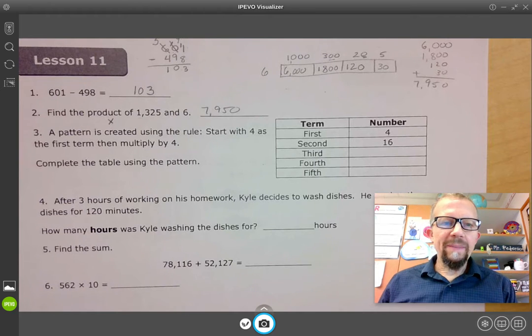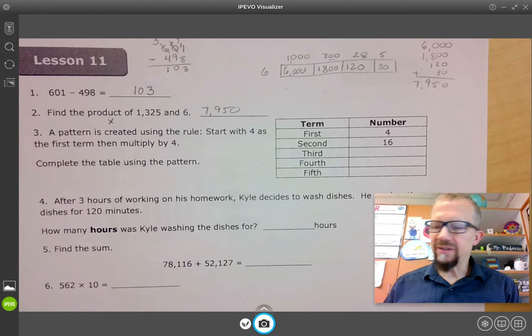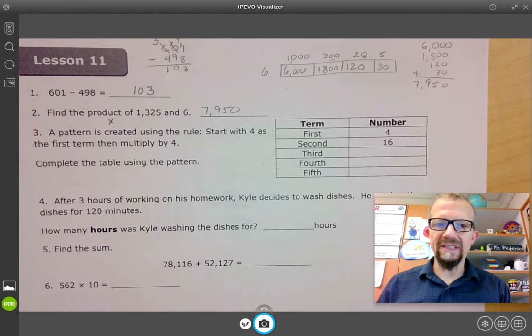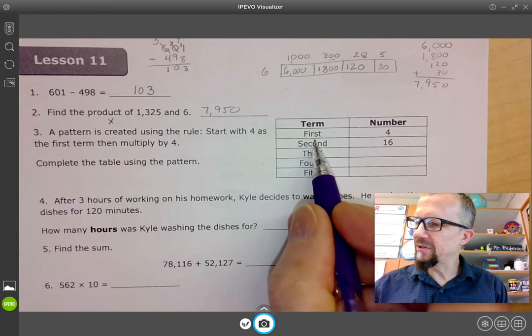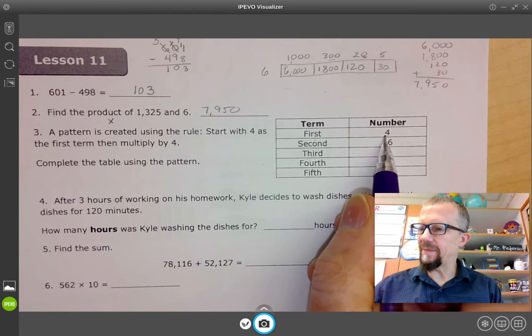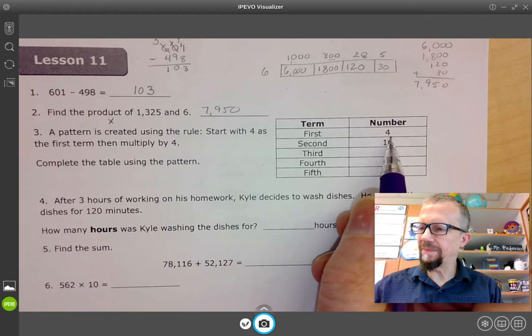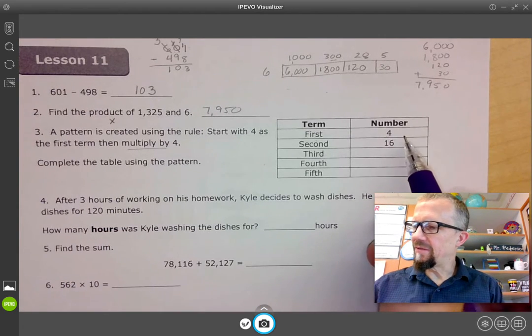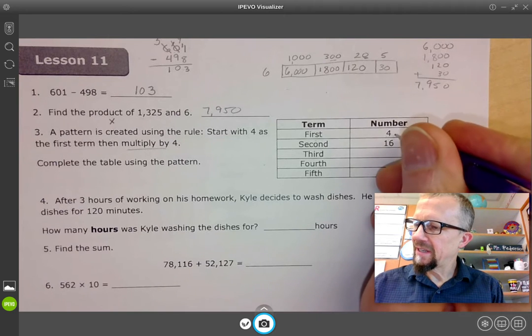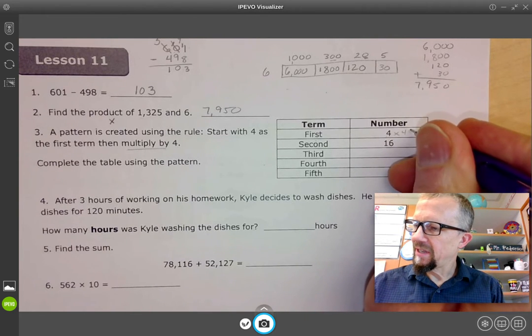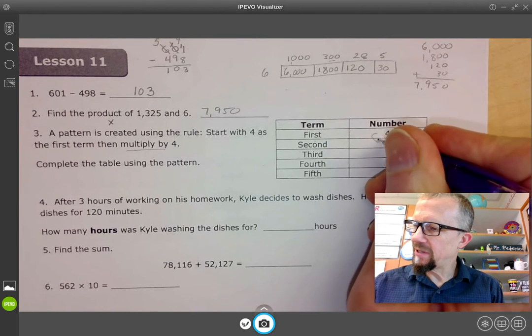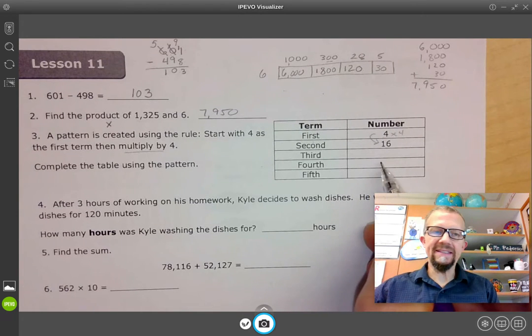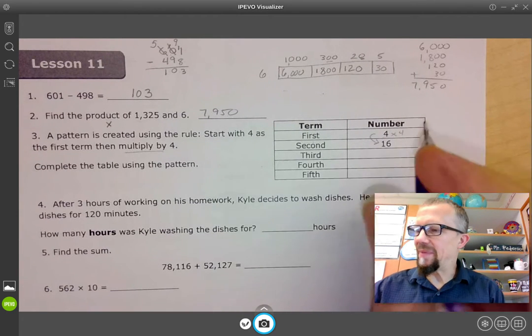Okay, number 3, we've got a pattern. A pattern is created using a rule. Okay, the rule is start with 4. That is why on the first term they have a 4, because the rule says start with 4. And then you multiply by 4. So 4 times 4 got us to 16. Now to get to this next one, we've got to times that by 4.